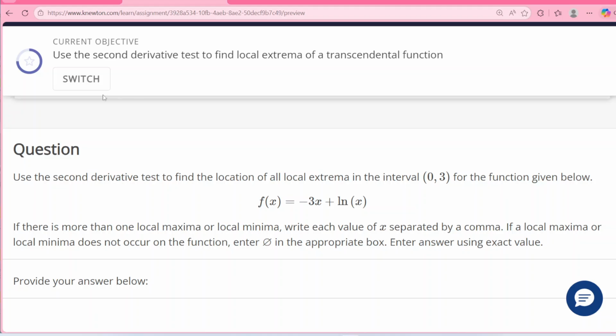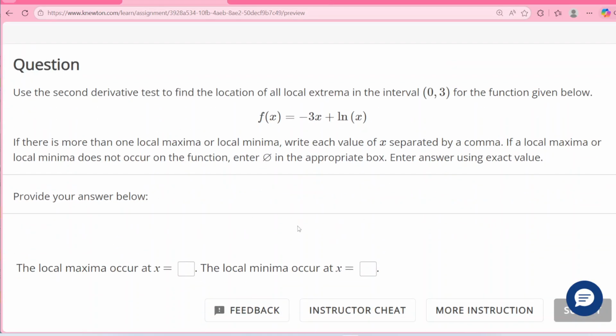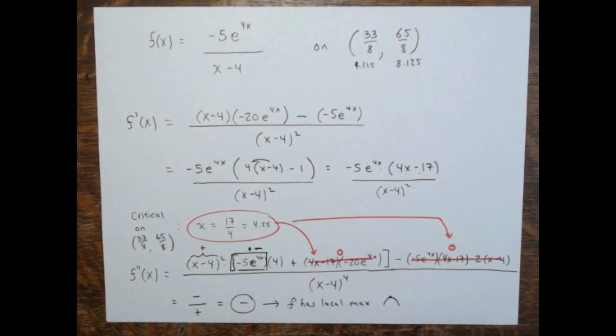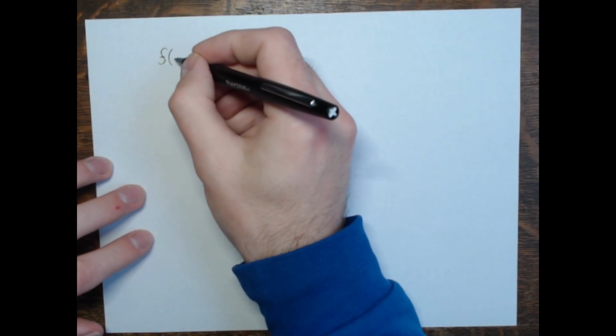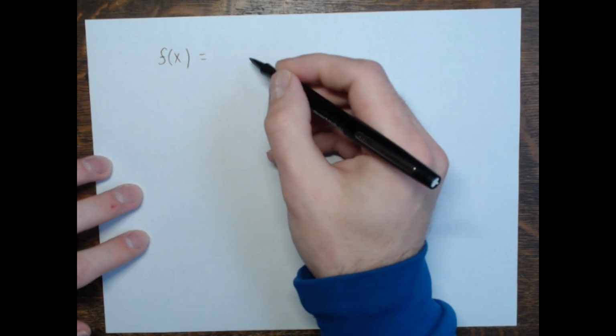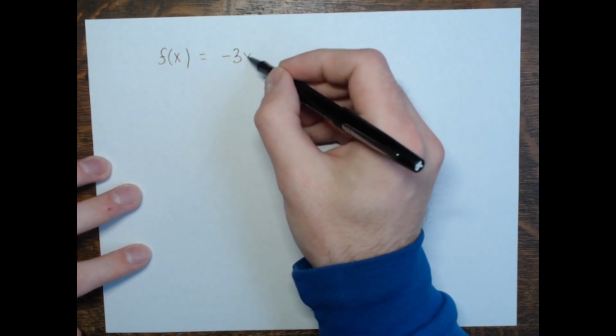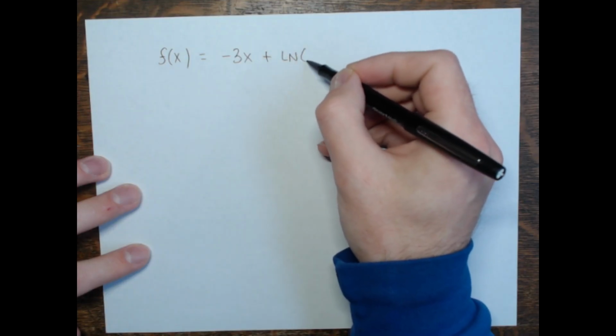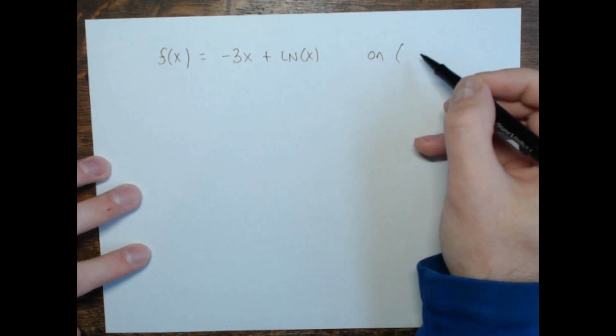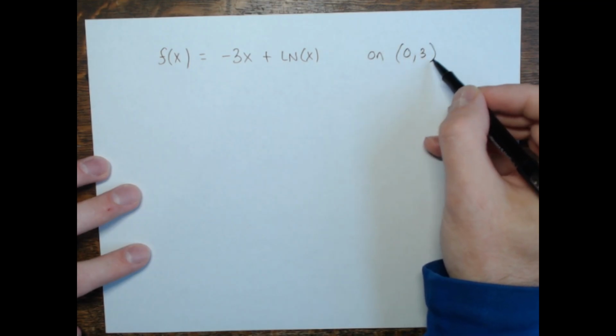All right, then one more, it looks like. I'm hoping one more. I'm about 3/4 done here. So another one where, given a function over a specific interval, just between 0 and 3, where would any local maximum or local minimum values occur, if any? And this one's pretty similar to that other one that had a natural log in it. So the function here, f of x equals negative 3x plus the natural log of x, but we're only looking on the interval between 0 and 3.